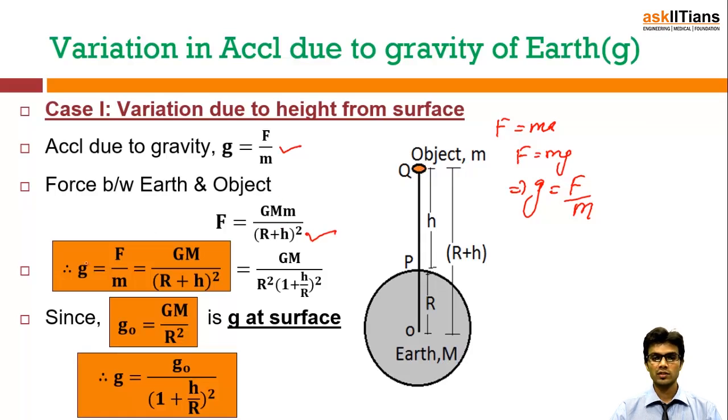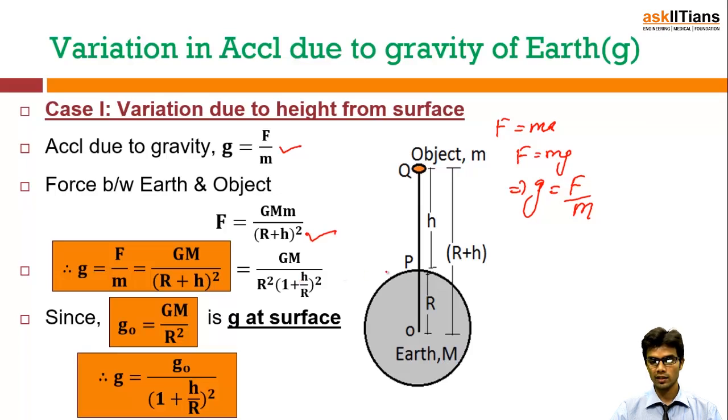So g is equal to F by m. This is the F value, so we will divide by small m. So g is equal to GM by (R plus h) whole square. Now we can take R common, so it will give GM divided by R square into bracket, where R is taken as common, so here 1 and here h by R, whole square. Since g naught is equal to GM by R square, which is g at the surface, now we can put h equal to 0 here.